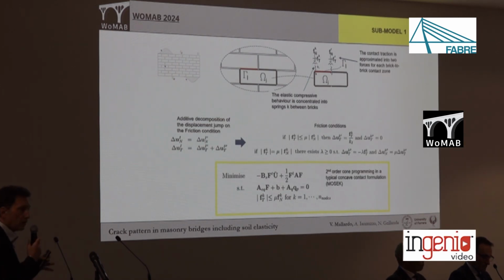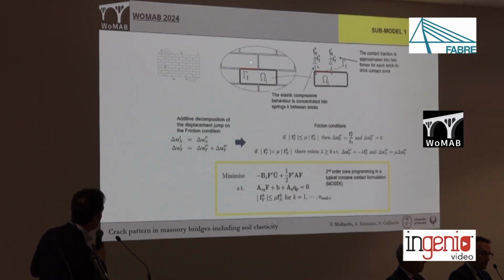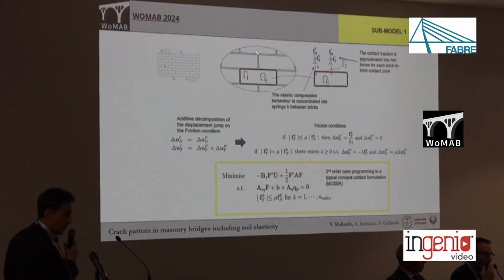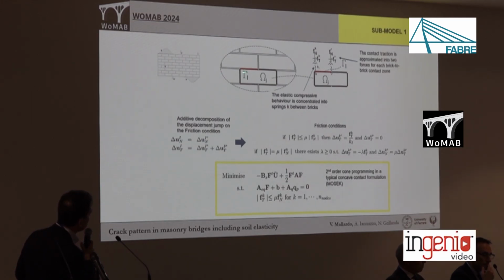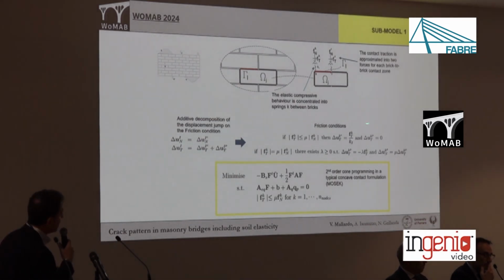The pattern of the texture can be any. And also, of course, the contact must be of unilateral type. Only compression is allowed. And in the tangential direction, the frictional conditions, the Mohr-Coulomb conditions must be satisfied.